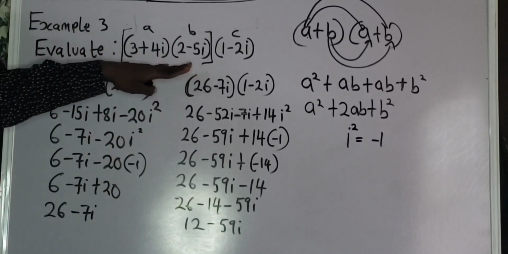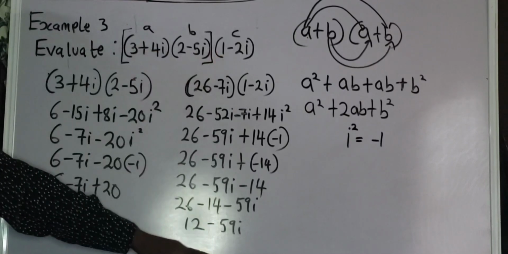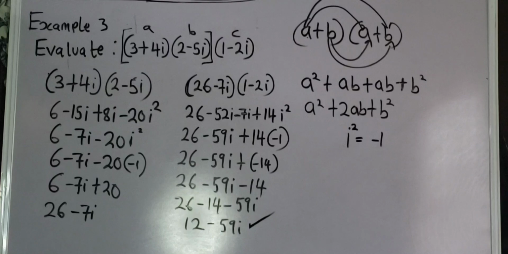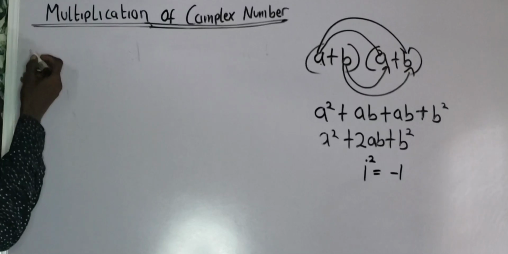Are you getting what I'm saying? By the time we multiply these complex numbers, this is what we're going to get. So this is the final answer. I'm going to give you a question now. I want you to attempt it, okay?